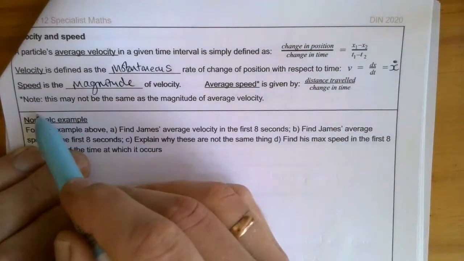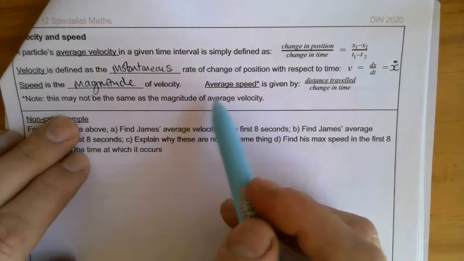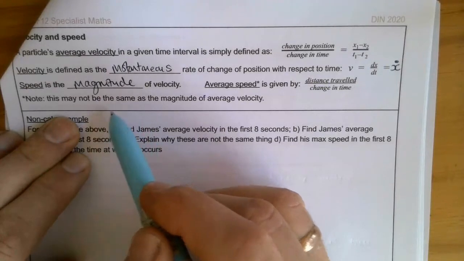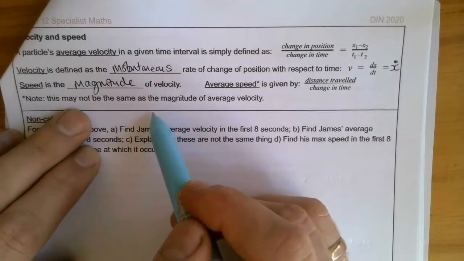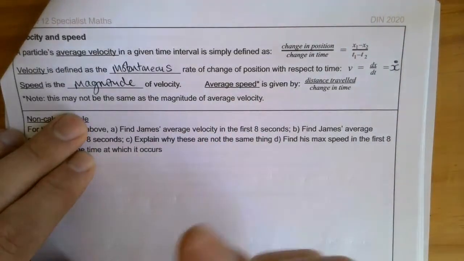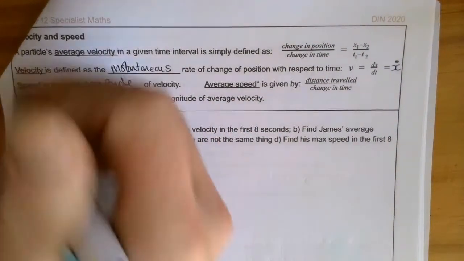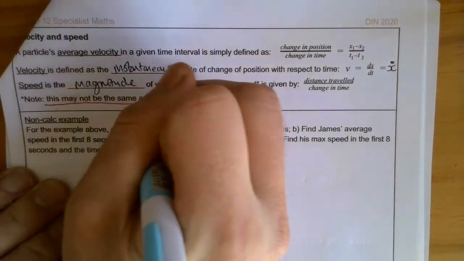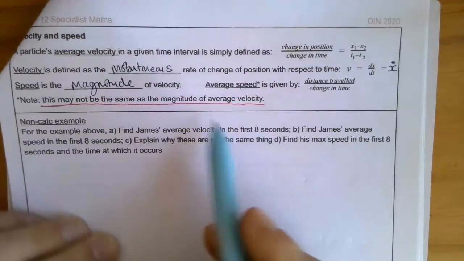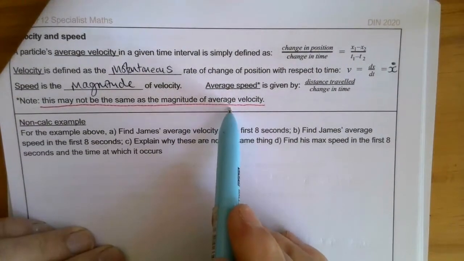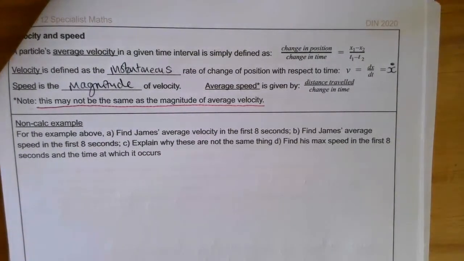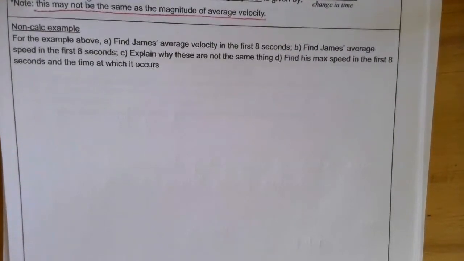And your big note here, and this is important, average speed is not always the same, and cannot be assumed to be the same, as the magnitude of average velocity. This is a common mistake that people make at the beginning or when they're under pressure. So something worth remembering: you can't just take the magnitude of average velocity to work out average speed. Let's have a look at why.